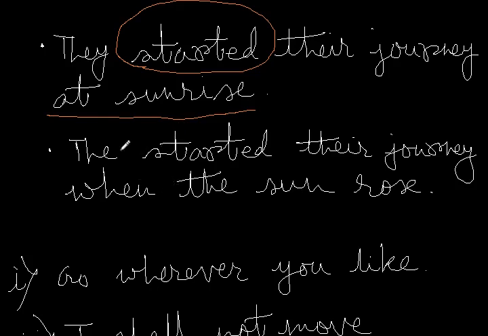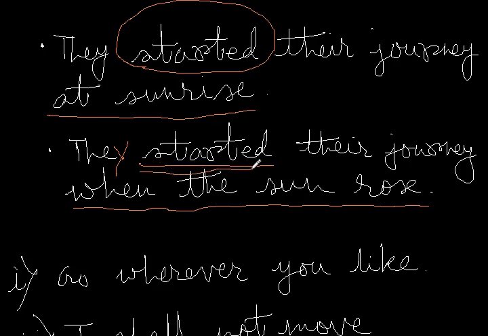Now, if we look at the second sentence, we have missed an Y over here. Let me write it down. They started their journey when the sun rose. Here, if we underline this part of the sentence, when the sun rose, we'll see that when the sun rose tells us when exactly they started their journey. Therefore, this part, when the sun rose, modifies the verb started, just like at sunrise in the first sentence modified the verb started.